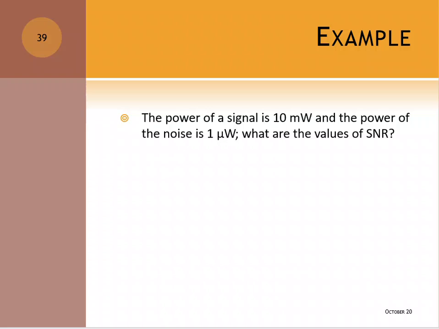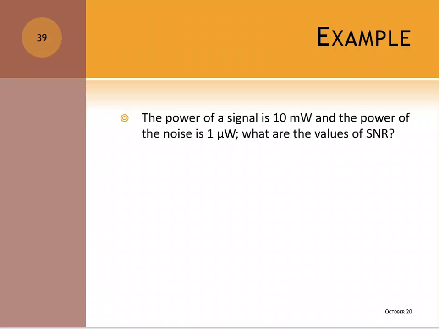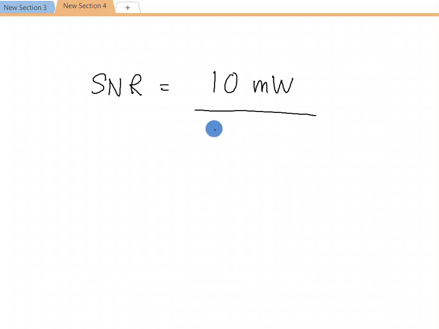So we consider this one. The power of a signal is 10 milliwatt and the power of the noise is 1 microwatt. What is the value of SNR? Okay, so let's solve this. Power of signal, 10 milliwatt, over power of noise, 1 microwatt.